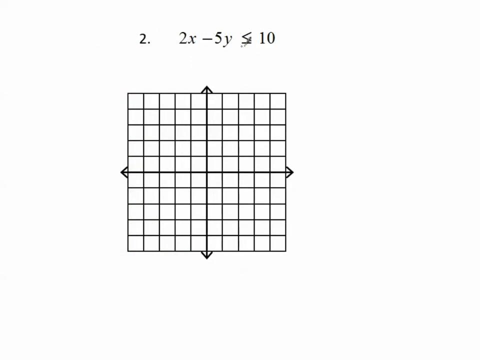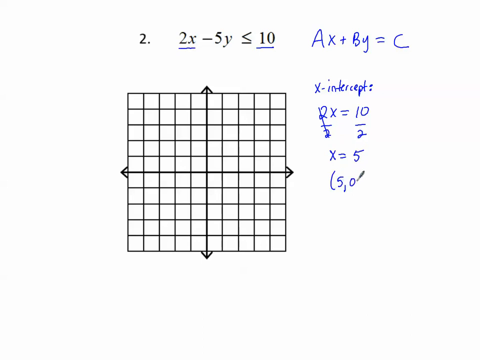Notice number 2 is in standard form. This is like ax plus by equals c. And the first thing I try to do when I see standard form is use intercepts. So I'm going to try to use intercepts before I try to change it into y equals mx plus b. So let's find the x-intercept, cover up the y, and we see 2x equals 10. Divide by 2. So x equals 5. The x-intercept is 5, 0. On the x-axis, 1, 2, 3, 4, 5.